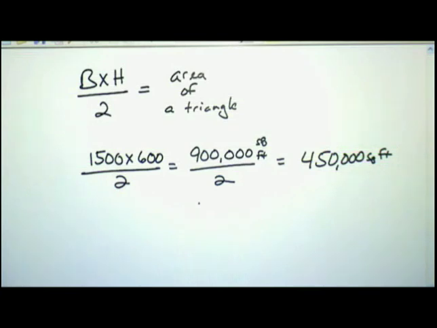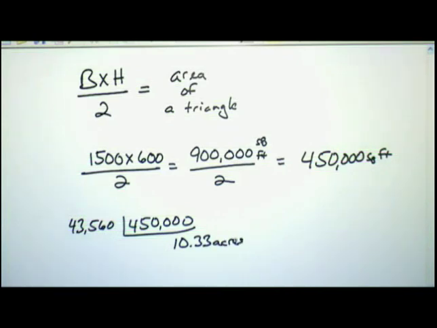Now, the land sold for $900 per acre, so I need to get that number into acres. So I take my 450,000 total square feet and I divide it by the number of square feet per acre, which is 43,560, which gives me a total acreage of 10.33 acres. I take that 10.33 acres and multiply it times $900 per acre, and I get a sales price of $9,297.